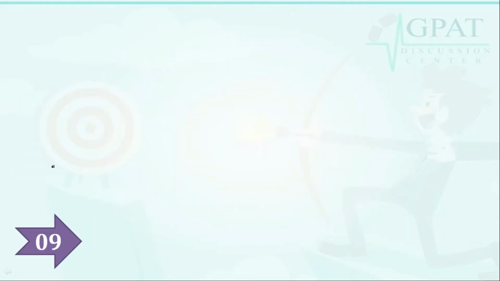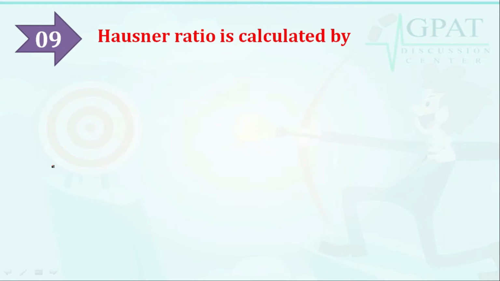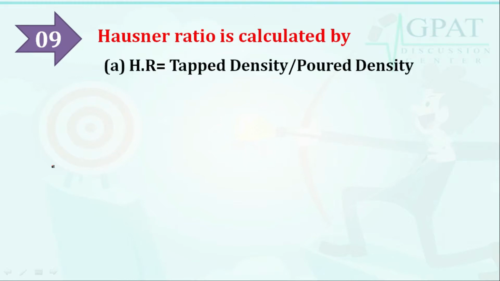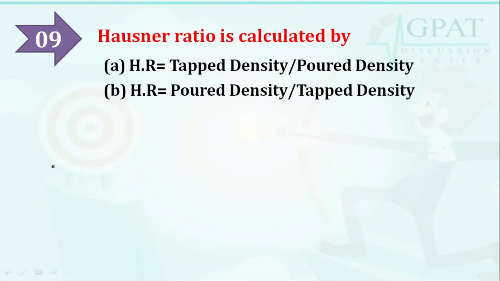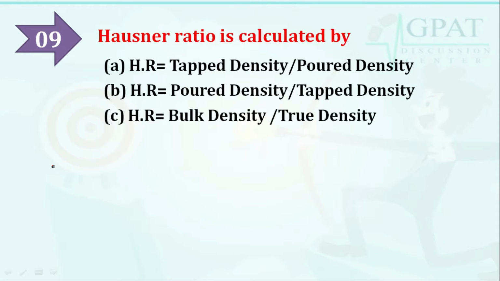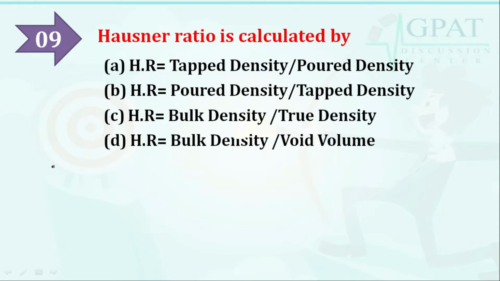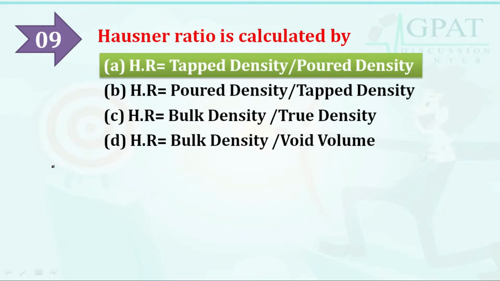So moving on to the next question: Hausner ratio is calculated by, option A is Hausner ratio is equal to tap density by pore density, option B is Hausner ratio is equal to pore density upon test density, option C is bulk density upon true density, or option D is bulk density upon void volume. So Hausner ratio is calculated by which formula? It is very easy, students. You can learn it as tap density upon bulk density, TD upon BD.